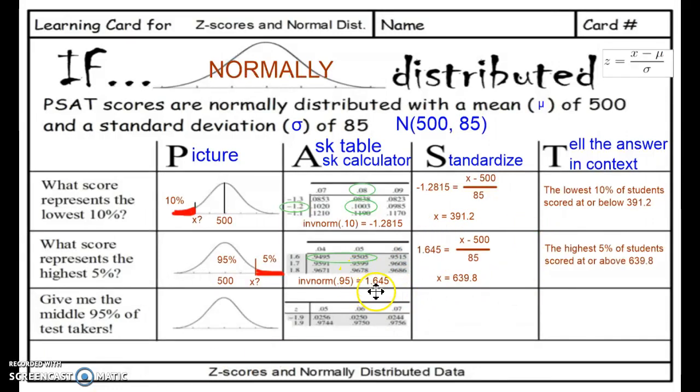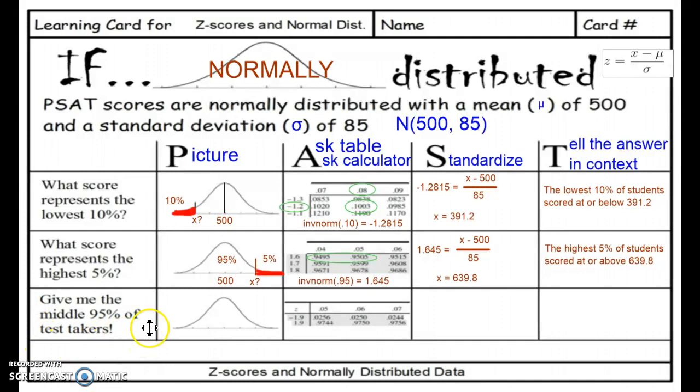Now when I plug 1.645 into my z-score formula, I have that there. X is what I'm looking for. The mean is still 500 and the standard deviation is 85. With a little bit of algebra, I can see that X is equal to 639.8. So my final answer in context says the highest 5% of students scored at or above 639.8. Now, what about this last question that says, give me the middle 95% of the test takers?